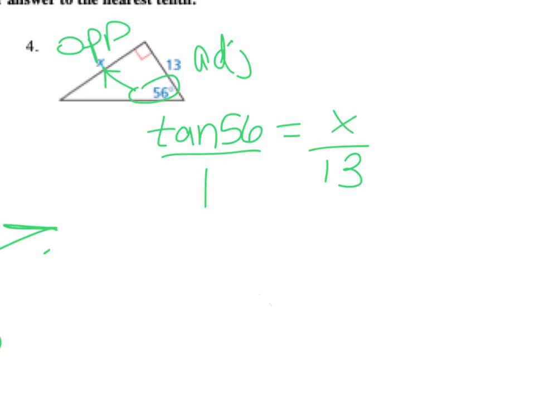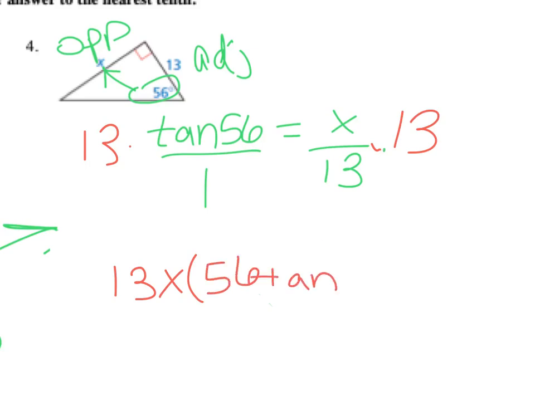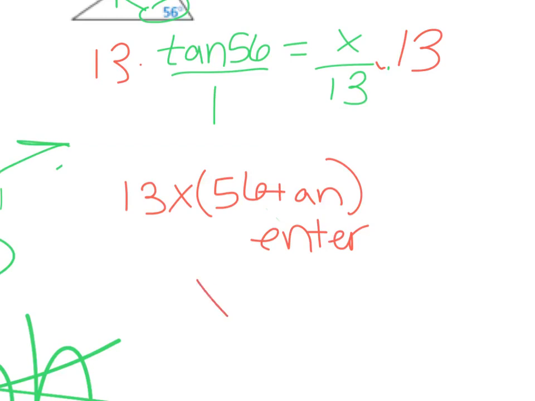And in order to get x all by itself, we just need to multiply both sides by 13. So in our calculator, we would say 13 times, and then we're going to go 56 tan, close our parentheses and hit enter. And you should get that x equals 19.3-ish.